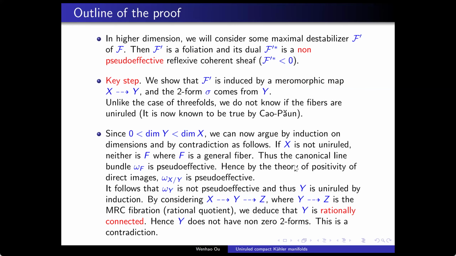So this is roughly the proof, but I would rather skip this part for now and focus on the key step, meaning that once we have this condition F prime star negative for a foliation, then the foliation is induced by a meromorphic map. So if time permits, we can come back to the precise statement to see how we can use induction by dimension to prove the uniruled criterion.